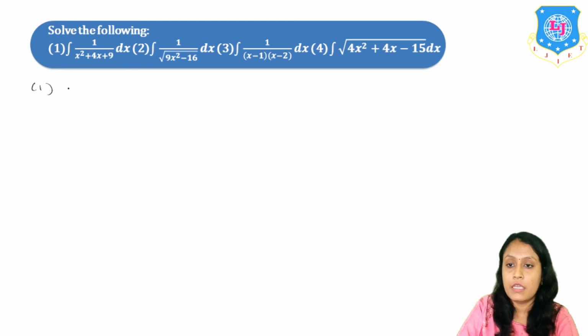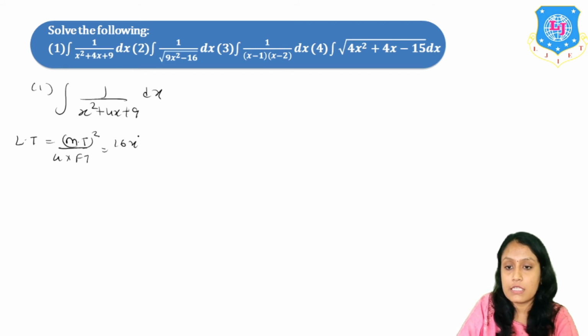So the first one is integration of 1 upon x square plus 4x plus 9. Whenever we have this type of term in the denominator, always find the last term. The last term formula is middle term square upon 4 into first term. So the middle term is 4x, write down its square, so this is 16x square upon 4 into first term, which is x square. So this is 4. Now we'll simplify this and write it as integration of 1 upon x square plus 4x plus 4. Now we have 9 over here, so we need to write plus 5.